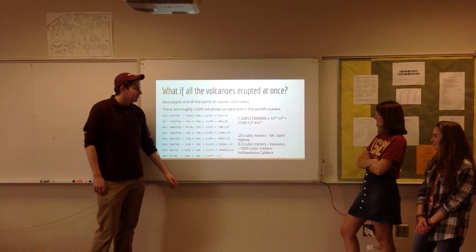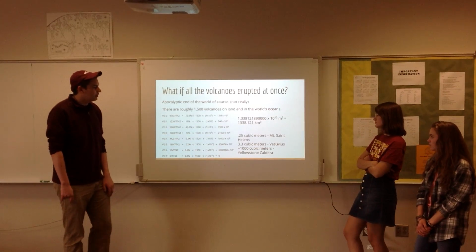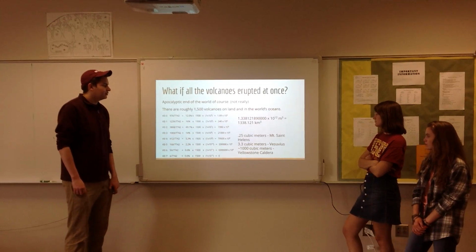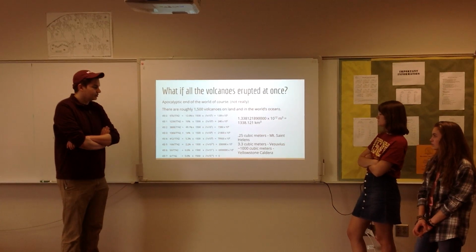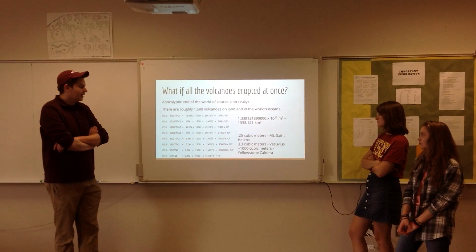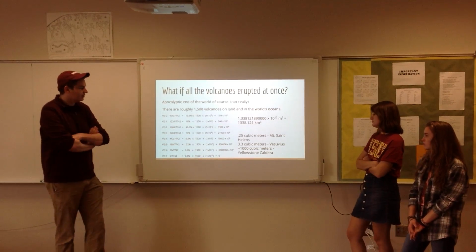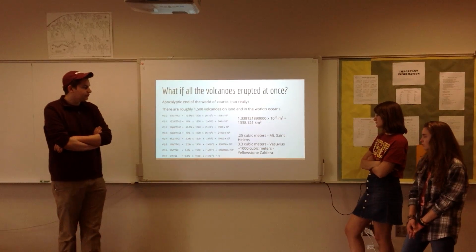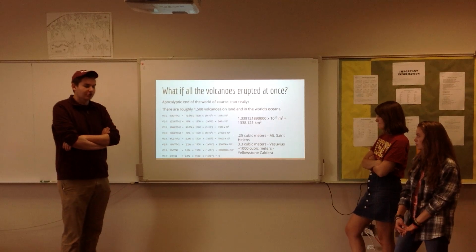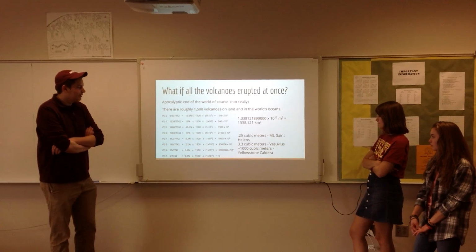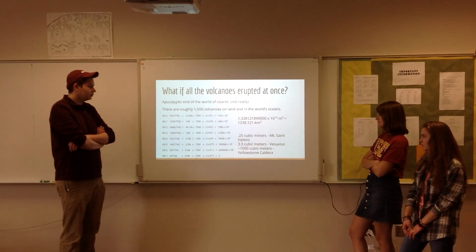So this is the answer then that we got, 1.338 times 10 to the 12th cubic meters, which is the same as 1,338 cubic kilometers, which is an insane amount. Mount St. Helens was 0.25 cubic kilometers. Vesuvius was 3.3 cubic kilometers. So this would be orders of magnitude higher at 1,000 cubic kilometers.